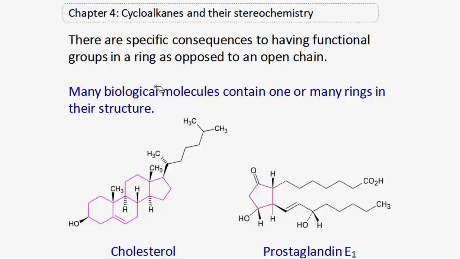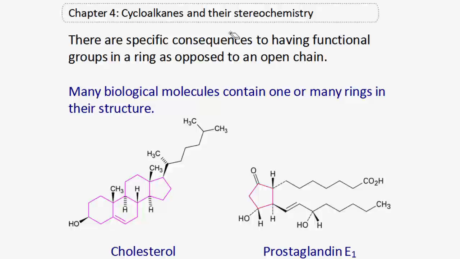If you're wondering why we have an entire chapter devoted to cycloalkanes, or alkanes that are formed into a ring, it's because there are certain specific consequences to having functional groups in a ring as opposed to in an open chain. We'll talk quite a bit about the constrained freedom of movement that a ring introduces. The fact that there are now two different faces to the ring will be important to us.